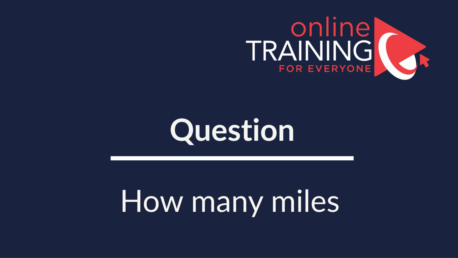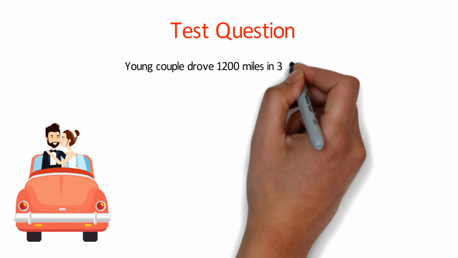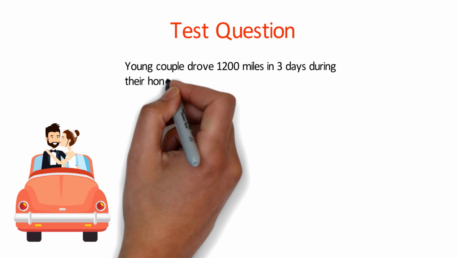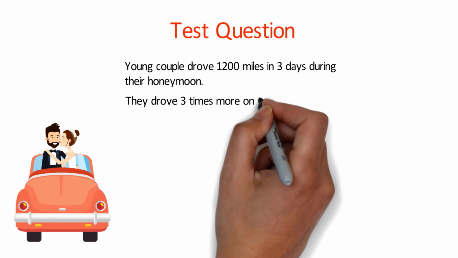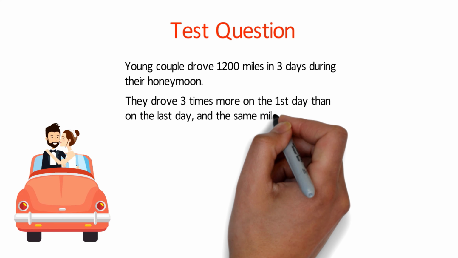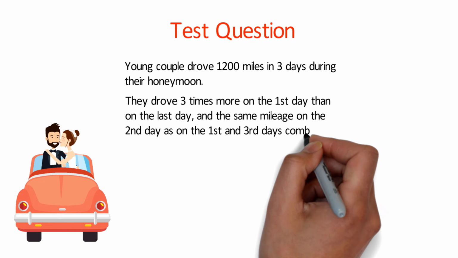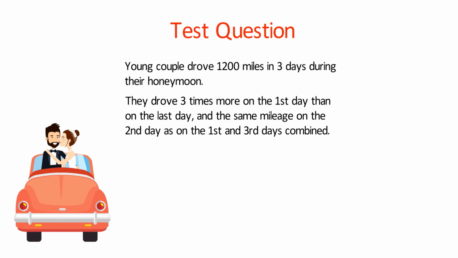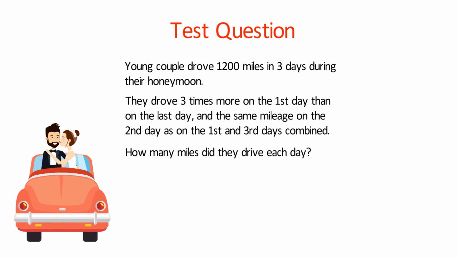Here's a cool question, variations of which we frequently see on the test. A young couple drove 1,200 miles in 3 days during their honeymoon. They drove 3 times more on the first day than on the last day, and the same mileage on the second day as on the first and third days combined. How many miles did they drive each day?